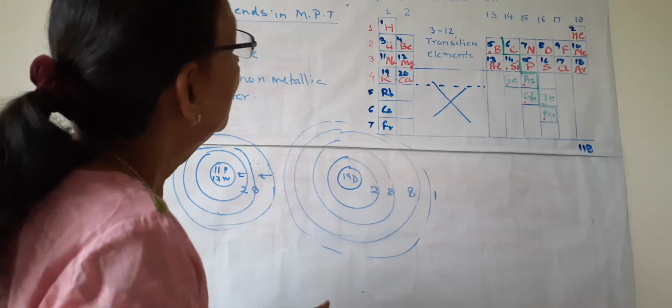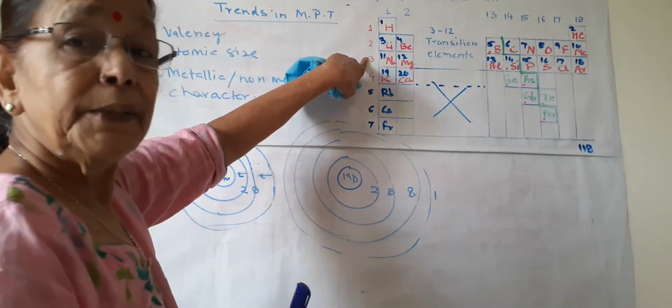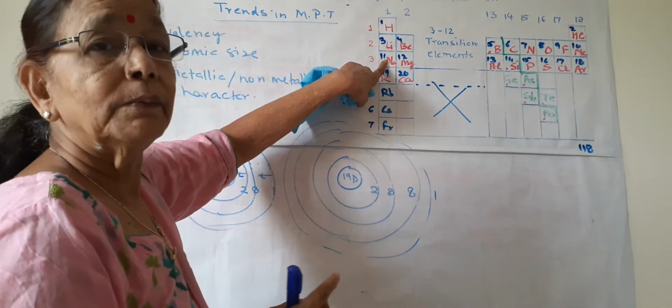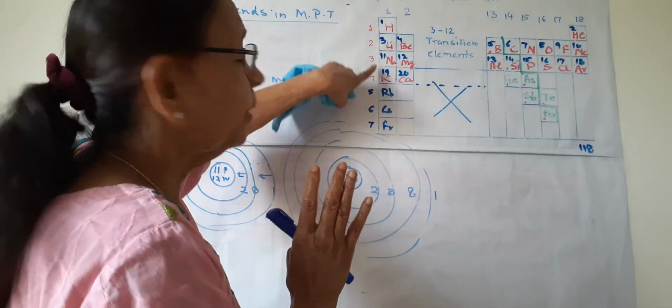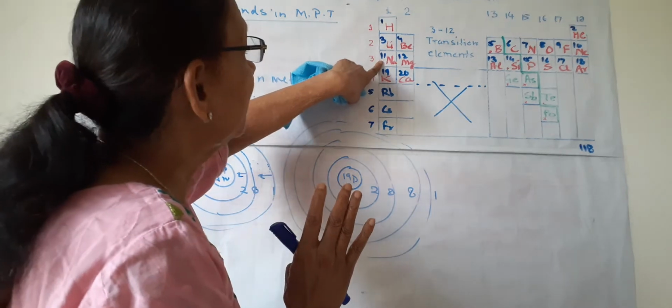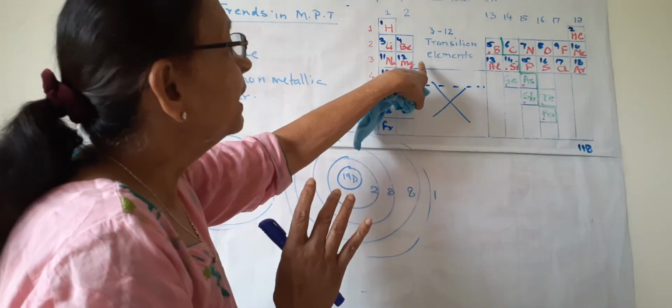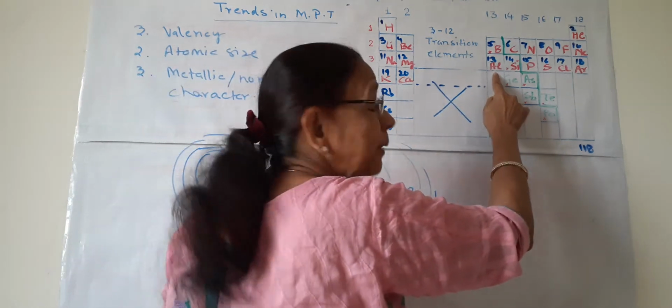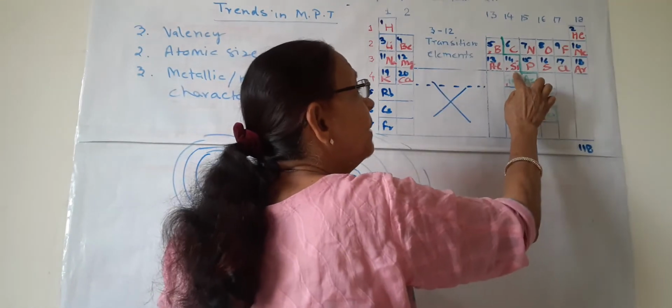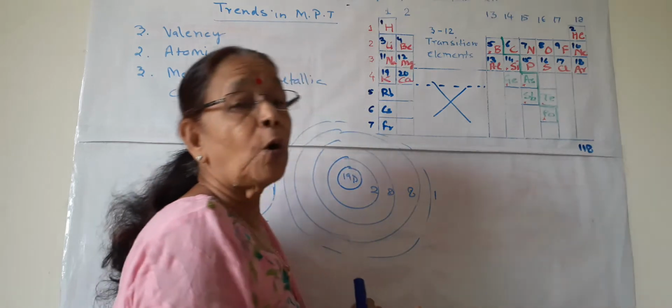See, again I am taking the third period. This is sodium. This is the highest reactive metal. We know sodium, potassium, they are the most reactive metals. After sodium, magnesium is there. It is less reactive than sodium. Then aluminium, even lesser, then metalloid, and then non-metals.